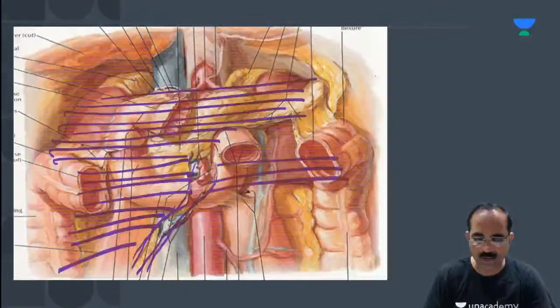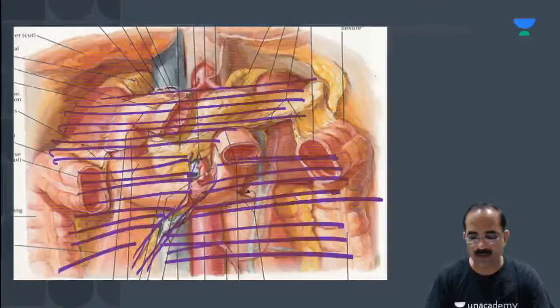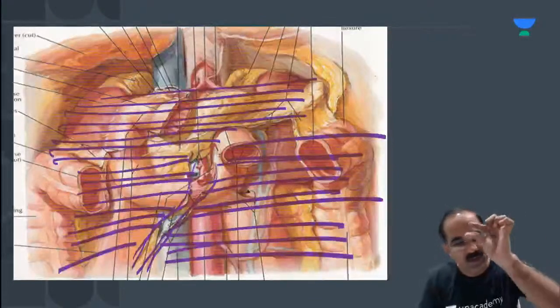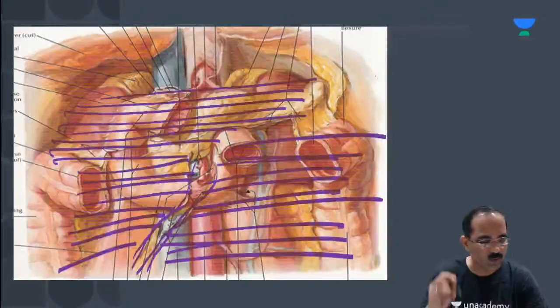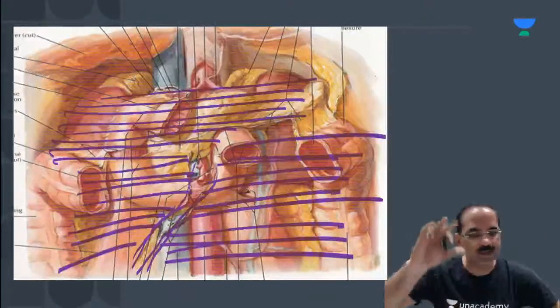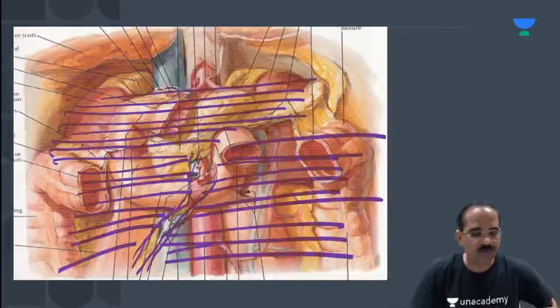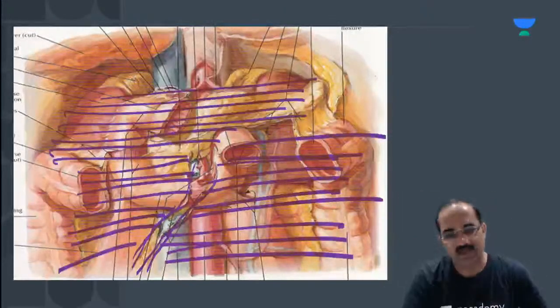And now the peritoneum will go down. ये जो line है ना, this line is known as the root of mesentery. The root of mesentery. Are you following? Students, थोड़ा सा difficult है, slightly difficult.